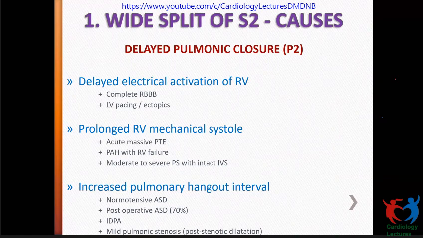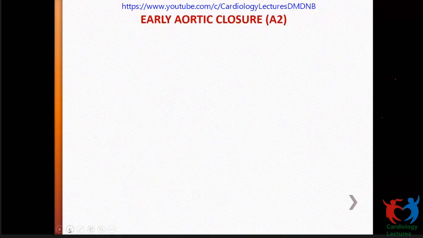Mild PS means more PA dilatation, less PS. Such physiology also will have a wider split because of increased hangout interval. So it could also occur in early A2. Wide fixed too. We are talking about wide variable mainly, but I have mixed both of them. Early A2. So any condition where A2 is early, again there will be a wide variable, because A2 comes here, P2 is that side. Normally it is A2 P2.